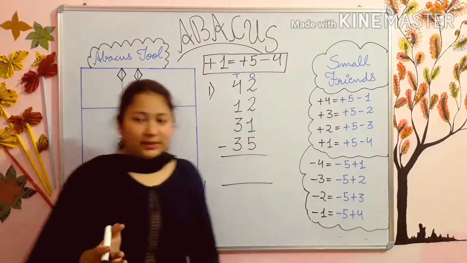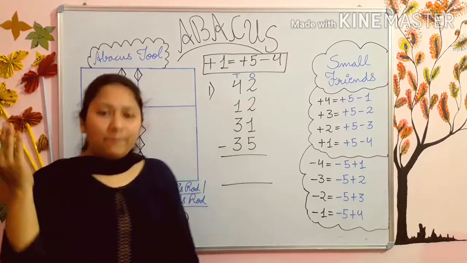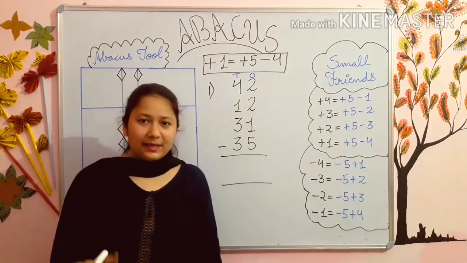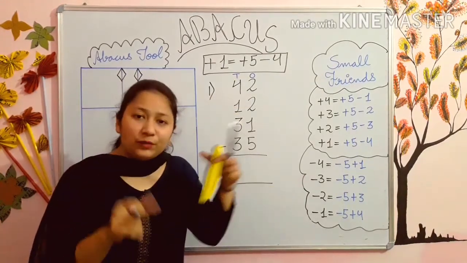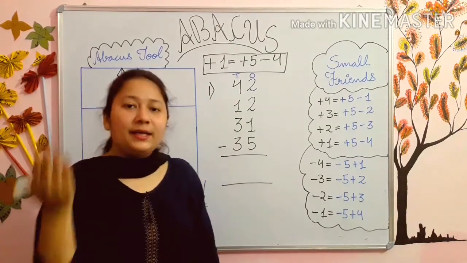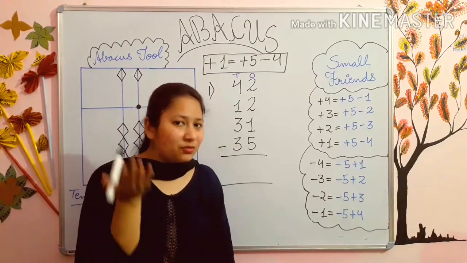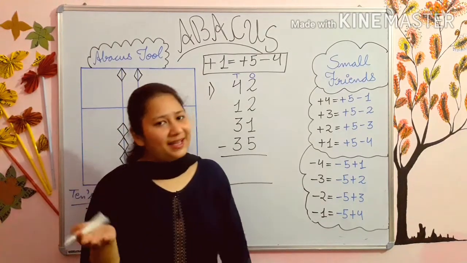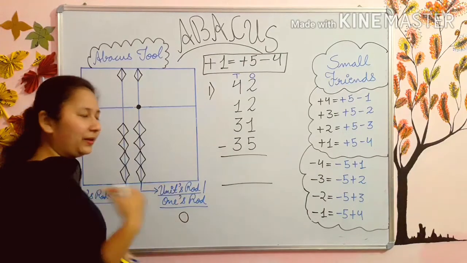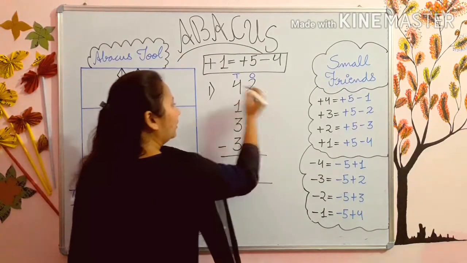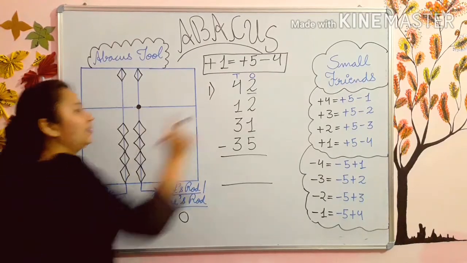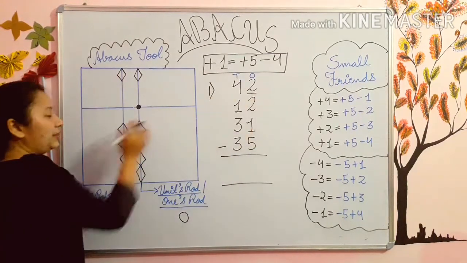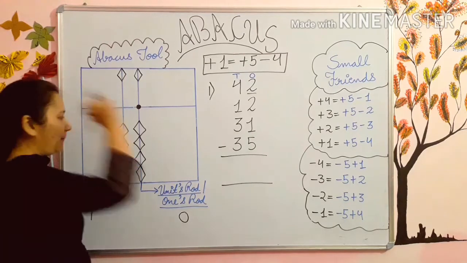Before starting, students, the best way to learn abacus is just play my video, put the tool in front of you and do with me. I hope, students, that this time you are having your abacus tool in your hands. Very nice. Just do with me, okay? So first of all, we have to add 2. No sign means add. So we have to add 2. 2 means 2 beads up.